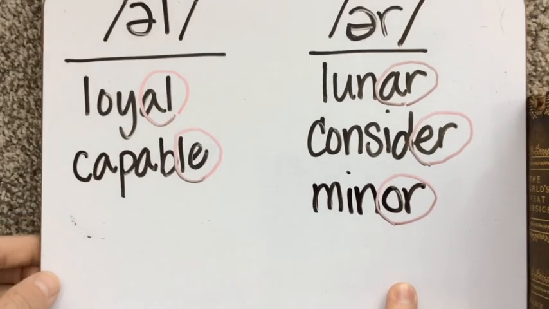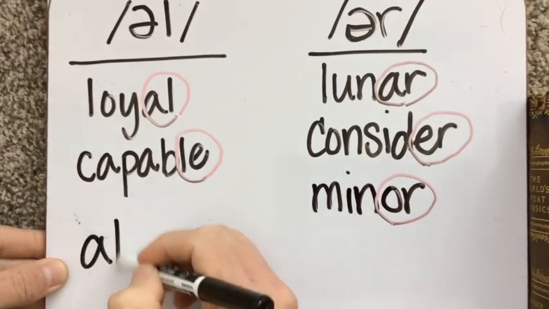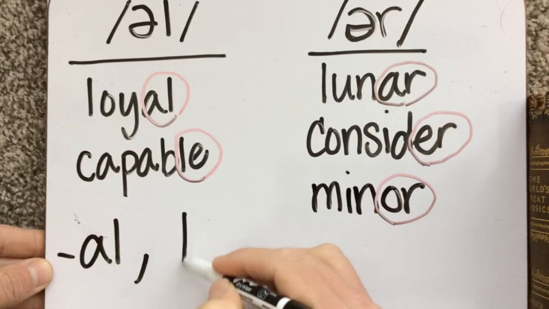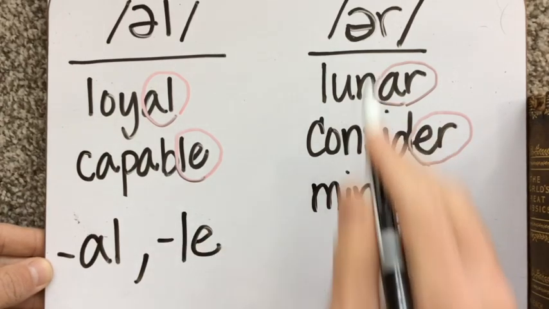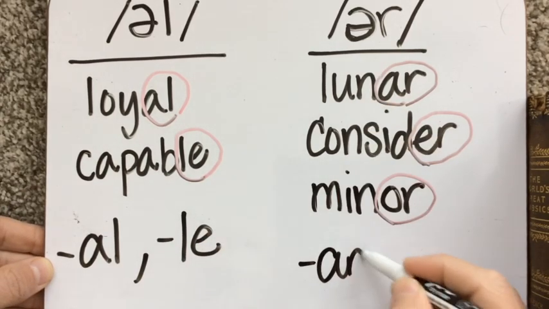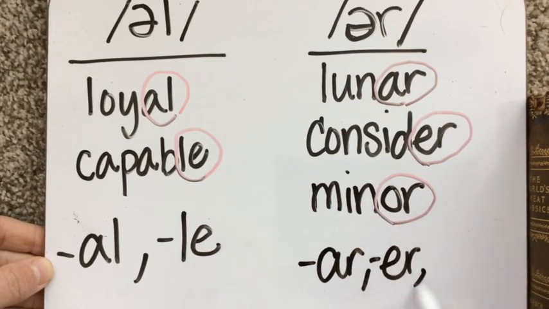So for our first sound, we can make it from AL or LE. And our second sound, we can get it from AR, ER, or OR.